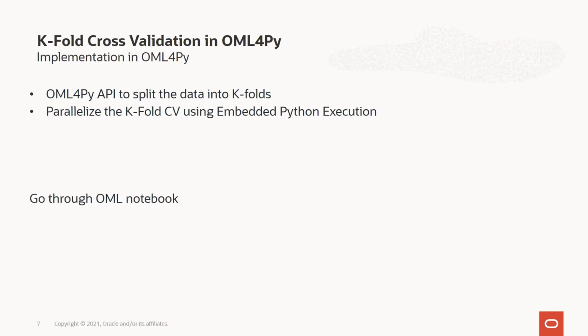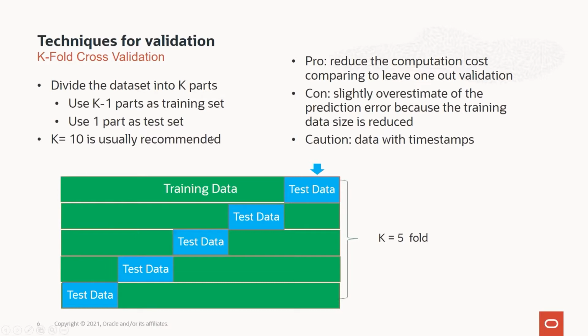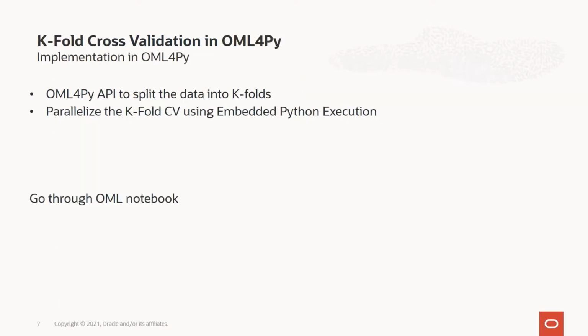Also, I want to highlight that even though k-fold cross-validation reduces variance, you need to repeat everything k times. For k equal to 10, this is 10 times your original time cost. This is still a lot. In reality, every time we change something, we want to know the results faster. So the idea is that we can parallelize the k-fold cross-validation using embedded Python execution. It will help you improve the performance. Next, I will show you a quick demo.